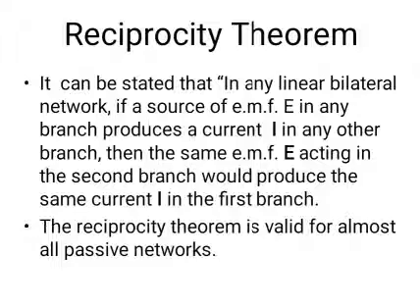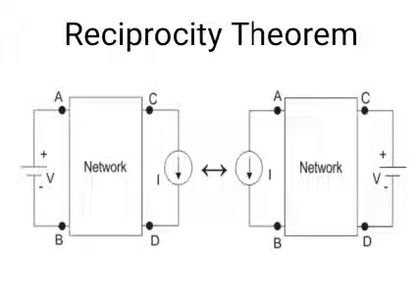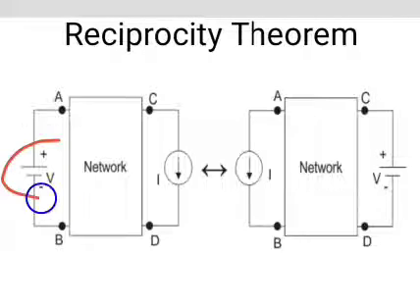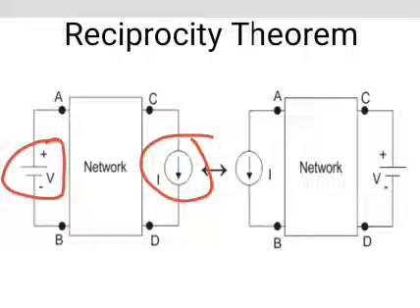Next, the reciprocity theorem is valid for almost all passive networks. That means, according to this theorem, if the voltage in one branch and the current in the other branch are interchanged, then there is no change in the currents in the different branches of the circuit.